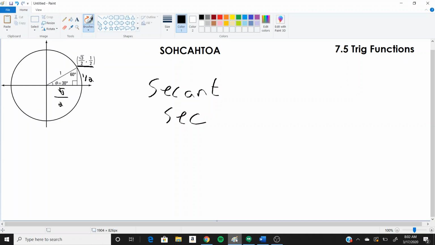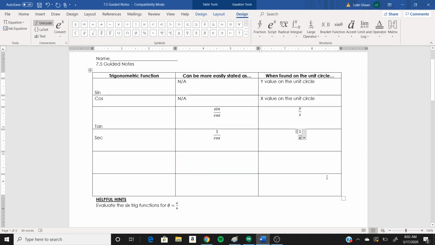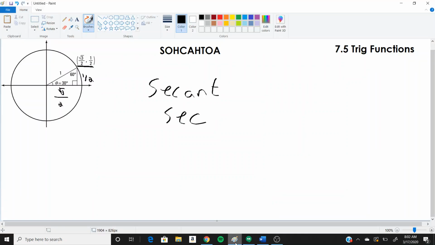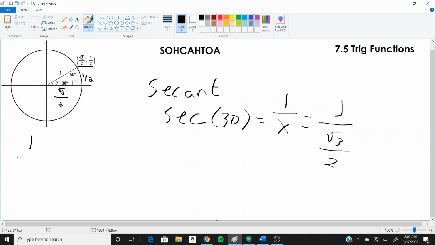So let's come over here, and let's actually, you know what, I'll give you some time to look at that. So let's say that I ask you for the secant of 30 degrees. Well, we know it's 1 over the x value, so it's going to be 1 over √3/2. We can't have a radical in the bottom, so we're going to have to do some math here to simplify that. So 1 over √3/2. We're going to take 1 and multiply it by the reciprocal, which is 2 over √3. That's going to be 2 over √3.